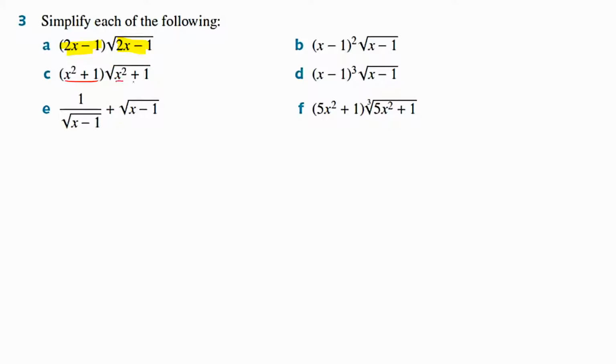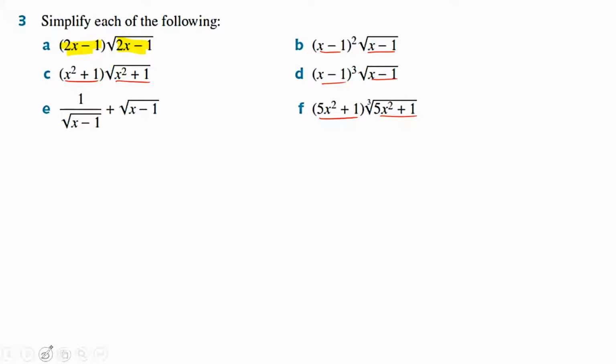x squared minus 1, x squared plus 1, x squared plus 1. Notice this one, x minus 1, x minus 1. This is x minus 1, that's x minus 1. This is 5x squared plus 1, 5x squared plus 1. There's a pattern here. When you get to year 12, they will often make it look hard, but it's not, and one of the reasons is because they're repeating the same factors.